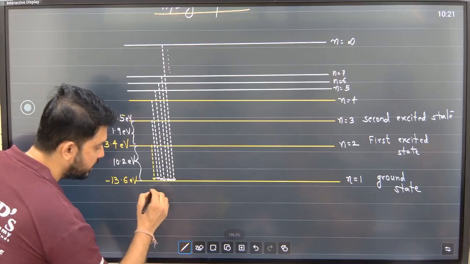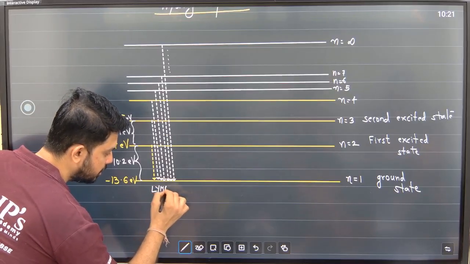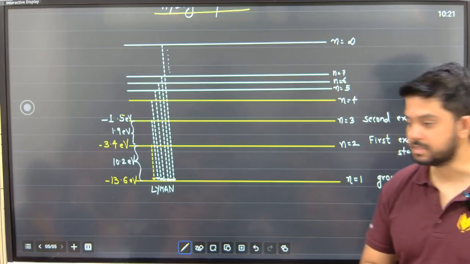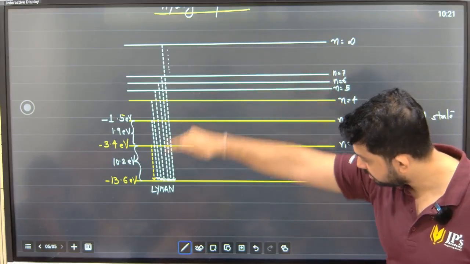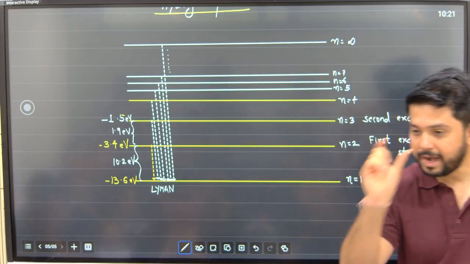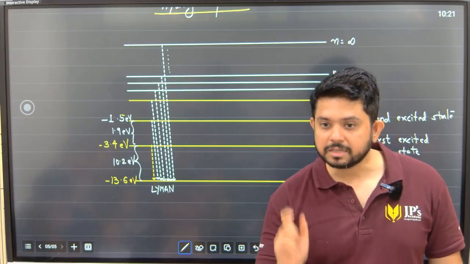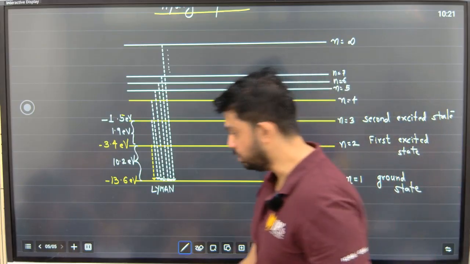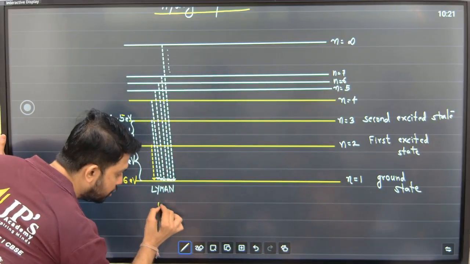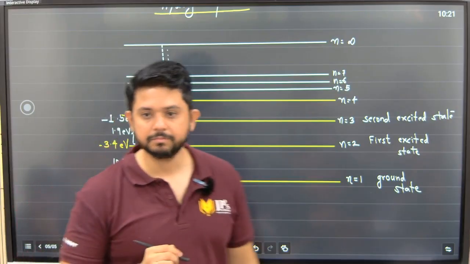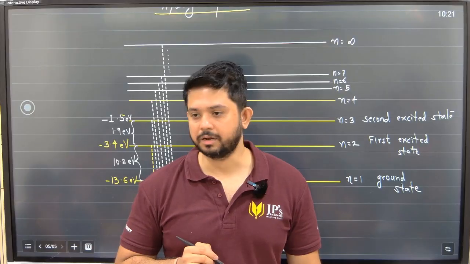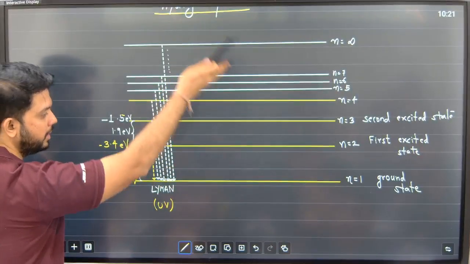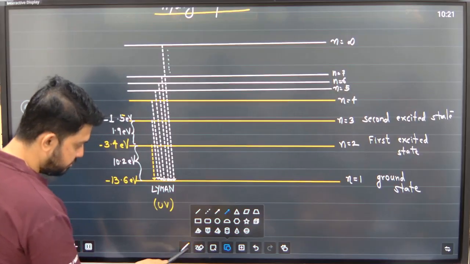The first series that we get here is called Lyman series. So all transitions from any higher energy level to the ground state, the band or the spectrum that we get over there, that series will be called Lyman series. With me till here? All the photons in Lyman series lie in the UV region. UV stands for ultraviolet. Okay? Now, they all came to ground state. Up they all can come to the first excited state.